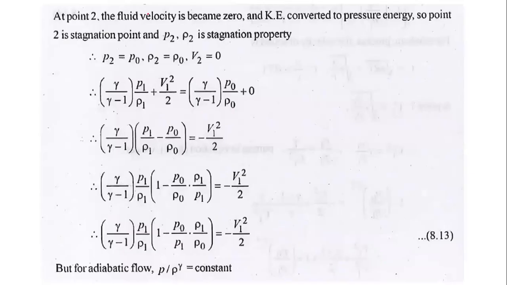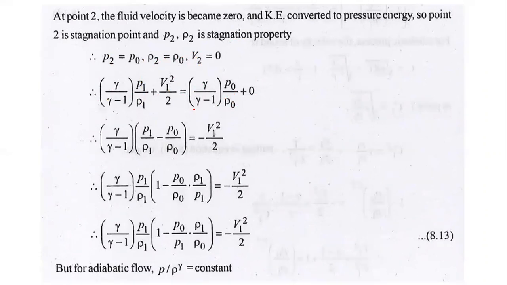Okay. At point 2, the fluid velocity becomes zero and the kinetic energy is converted into pressure energy. So point 2 is the stagnation point, and P2, rho 2 are the stagnation properties. That means P2 is converted into P naught, rho 2 is converted into rho naught, and V2 is equal to 0. So we get gamma upon gamma minus 1 P1 upon rho 1 plus V1 square by 2 is equal to gamma upon gamma minus 1 into P naught upon rho naught plus 0.